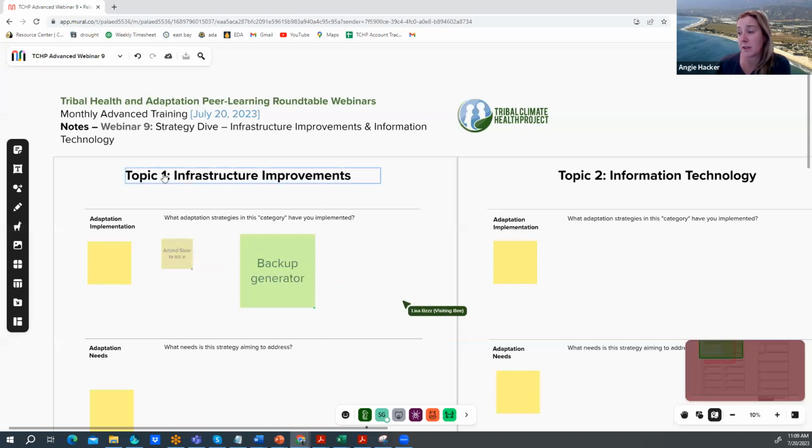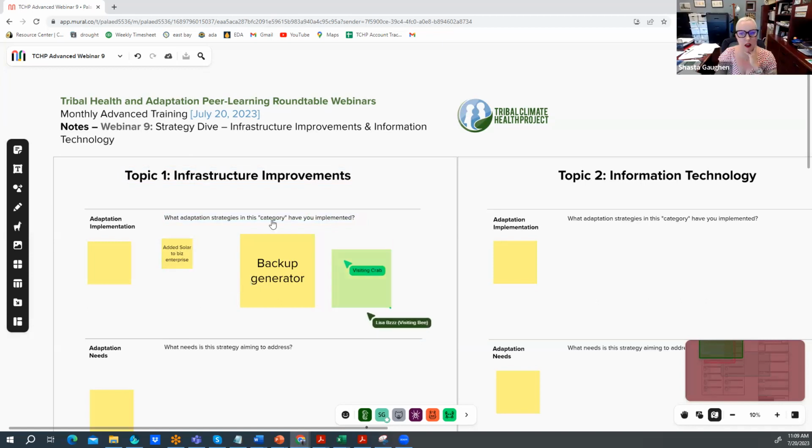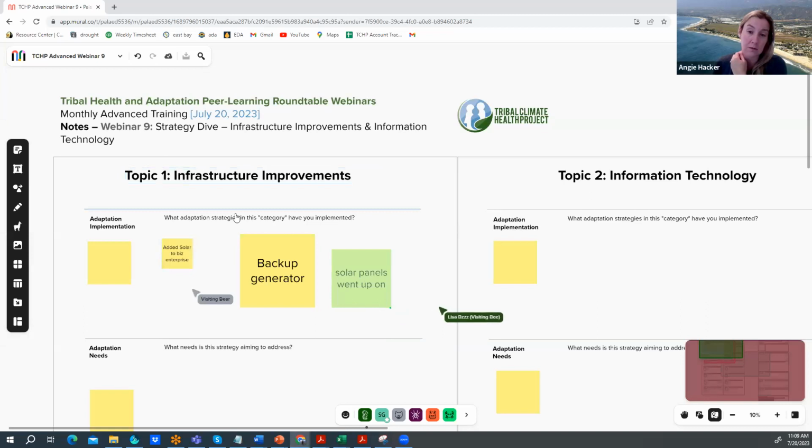Let's start with topic number 1. Jump in anywhere, but for the discussion out loud, let's walk through infrastructure improvements. We've talked about quite a bit of them already. What adaptation strategies in this category have you implemented? We've talked about some theoretical ones, some options. What have you done? You can raise your hand or just unmute yourself when you're ready. We're a small enough group.